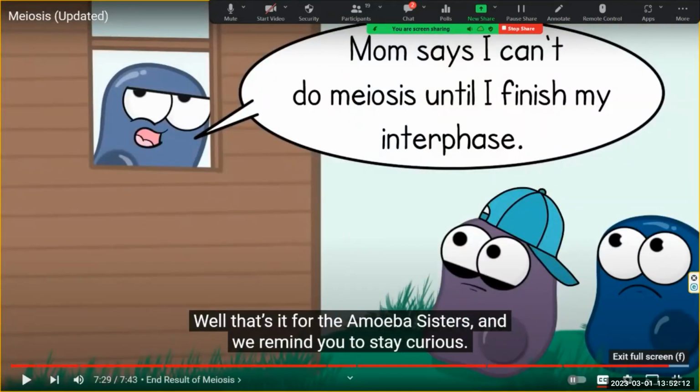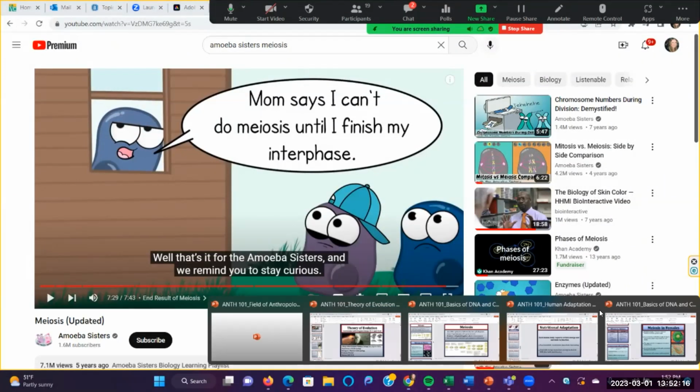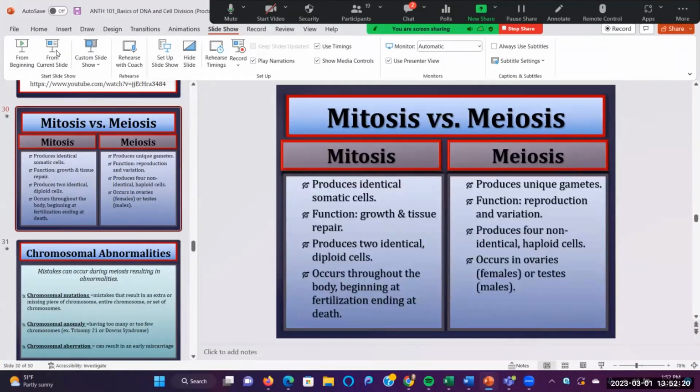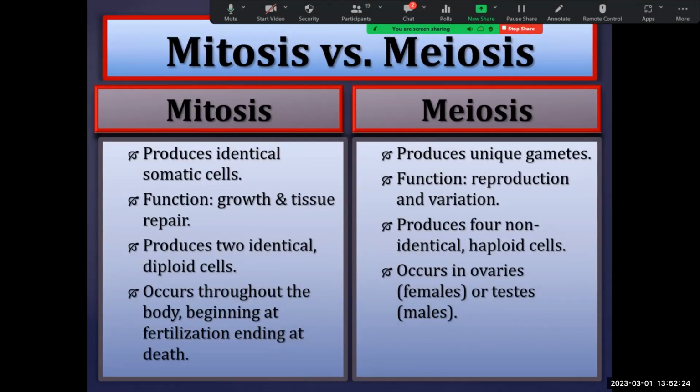All right, that was our little summary from the Amoeba Sisters on meiosis. So let's look at these two processes right next to each other, just to make sure that we understand the differences. So this is mitosis right next to meiosis. Thinking back to the beginning of this lecture, mitosis is the process that produces identical somatic cells.